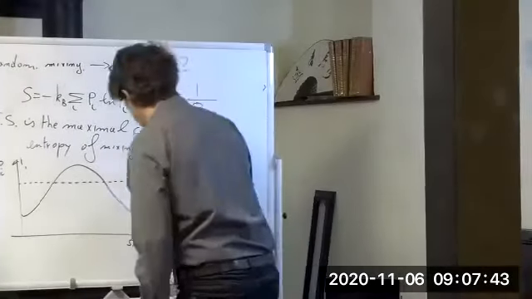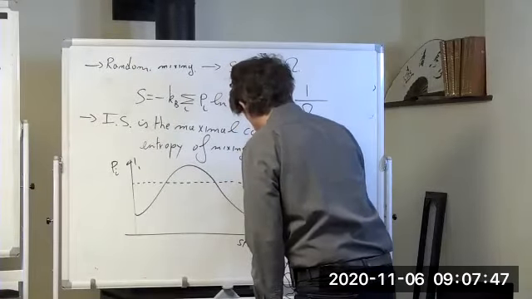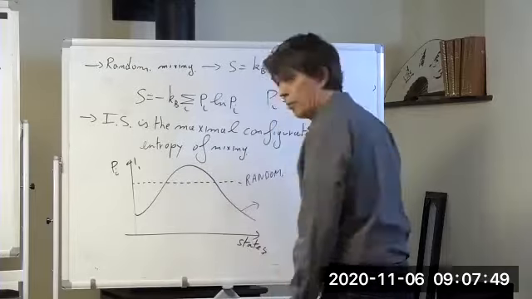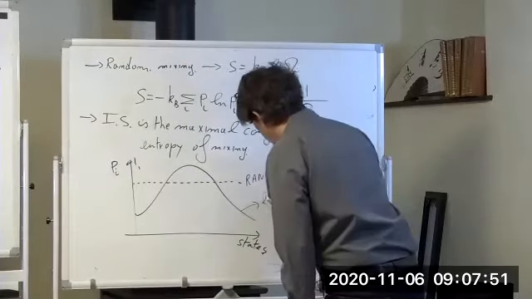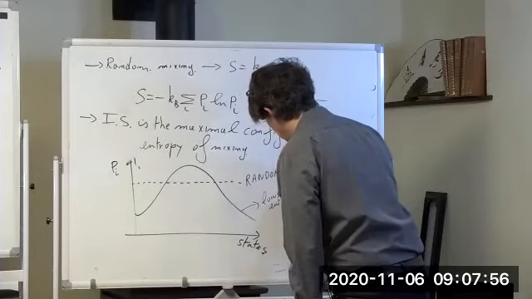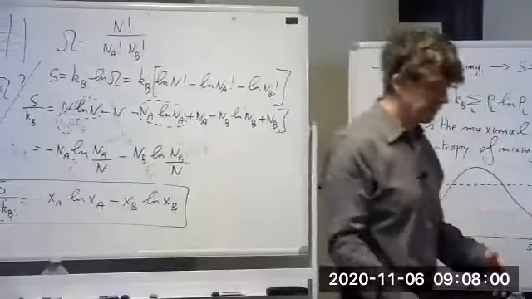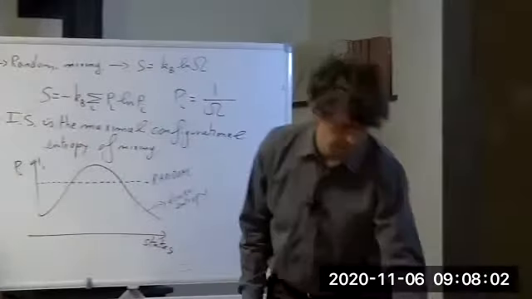So this one, this here is random. This is sort of more realistic, and this will have lower entropy, right?